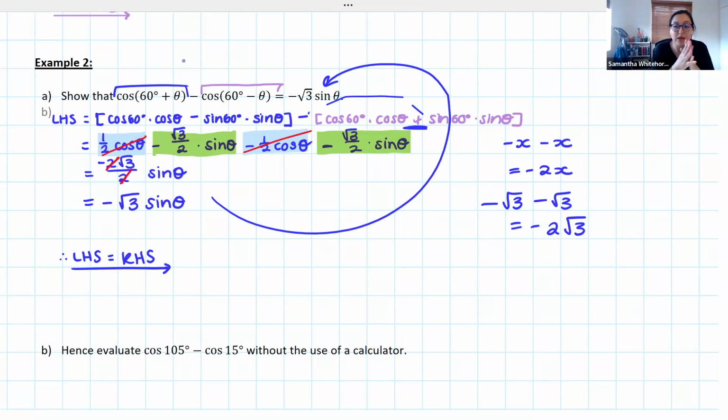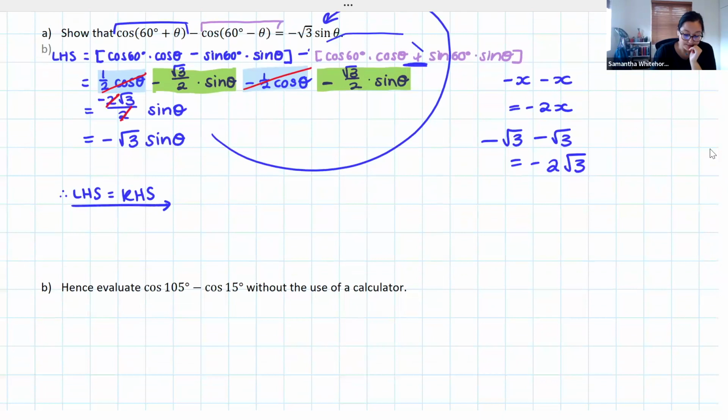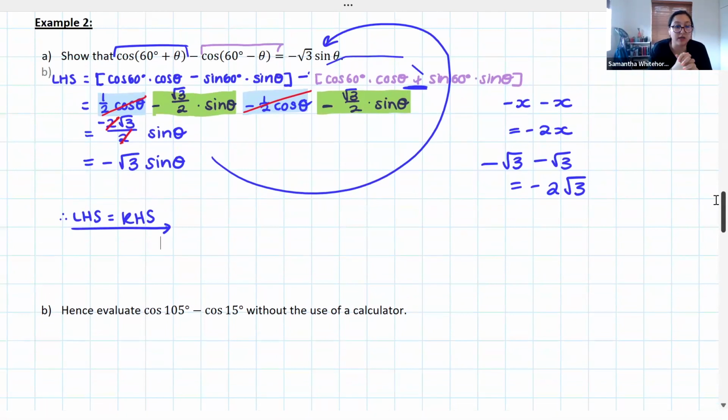Right, so guys, remember when it is a show that or prove that, something you're trying to show is actually true, you need to essentially start manipulating what you have. All right, so in question B, it now says, hence evaluate cos 105 degrees minus cos 15 degrees without the use of a calculator. So can anyone tell me what that hence means in maths? Whenever we see that hence, what does it actually mean we need to do?